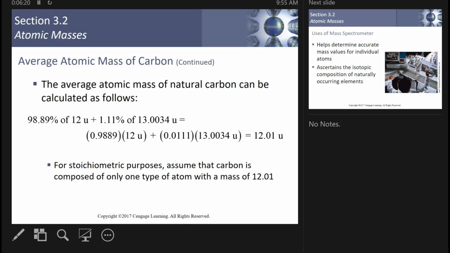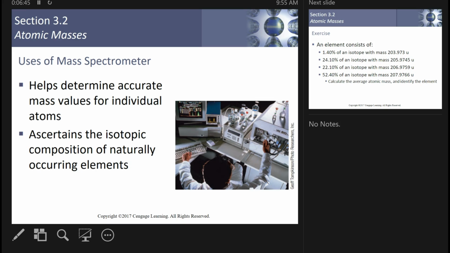0.9889 is the 98.89%. That's 12. The mu is AMU. We're not going to use mu. It's going to be grams per mole for our purposes. 1.11% times the 13, right? You add them up and you're going to end up with 12.01, which is what you find on the periodic table. Okay? And all of that information is given to you in a question? Yes. Pretty much, all of it, except obviously the end result.